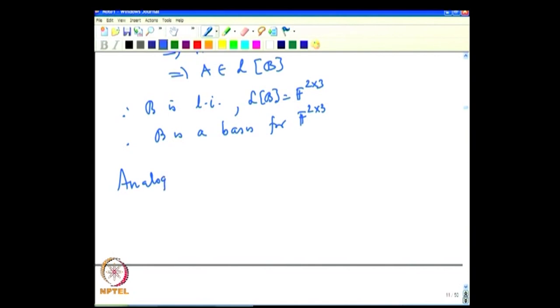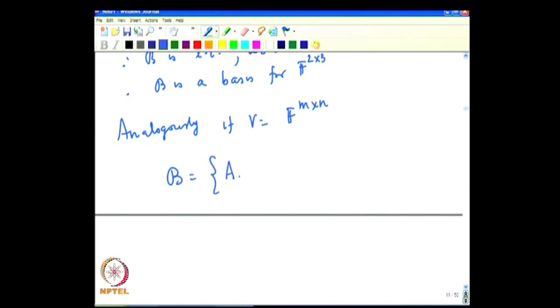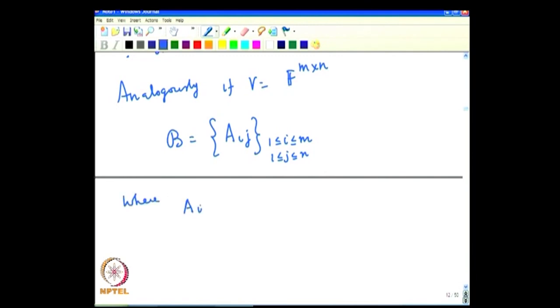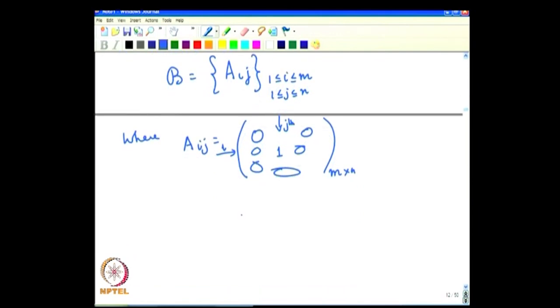Analogously, if we now consider all m by n matrices over the field F, then consider B to be the collection of all the matrices A_ij where i is 1 to m, j is 1 to n, so many matrices. For each i and j we get one matrix A_ij which is m by n, which has in the ith row and the jth column the entry 1 and all others 0. Do this for every i and j, then B is a basis for F^(m×n).